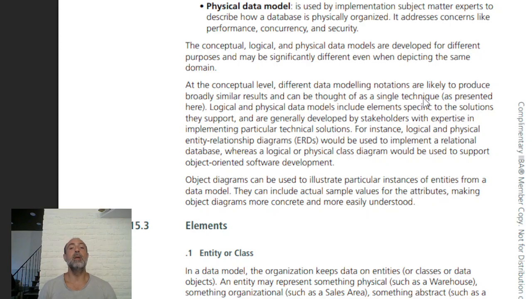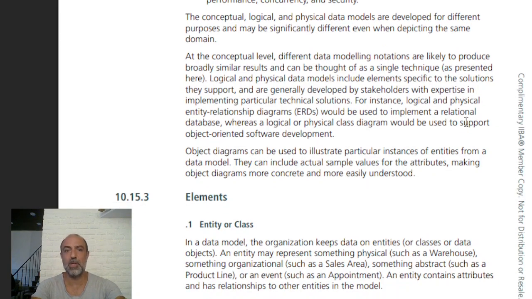At the conceptual level, different data modeling notations are likely to produce broadly similar results and can be thought of as a single technique as presented here. Logical and physical data models include elements specific to the solutions they support and are generally developed by stakeholders with experience in implementing particular technical solutions. Okay? And that is, logical and physical data models are more physical, right?